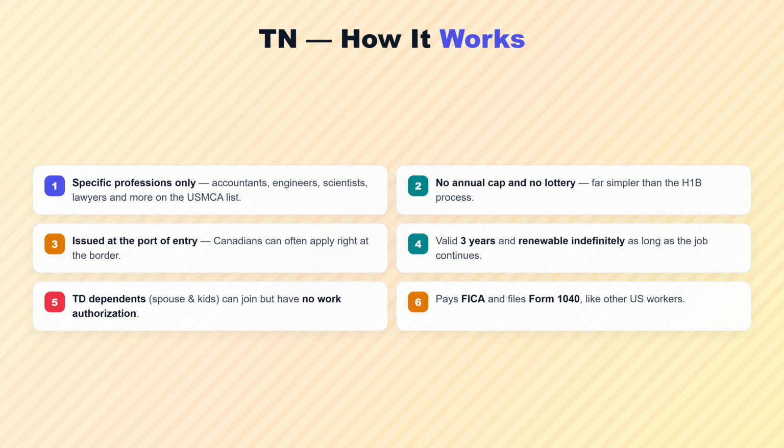Let us look at how the TN works in detail. 1. It covers specific professions only, like accountants, engineers, scientists, and lawyers, on the official USMCA list. 2. There is no annual cap and no lottery, far simpler than the H1B. 3. It is issued right at the port of entry. Canadians can often apply at the border. 4. It is valid 3 years and renewable indefinitely, as long as the job continues. 5. TD dependents can join but cannot work. And 6. TN holders pay FICA and file Form 1040.